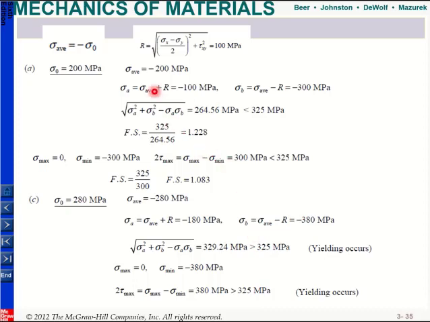And if you compare for these given stresses, this is more conservative, so you get a lower factor of safety. And here, if you use the maximum distortion energy theory, you will get a larger factor of safety.